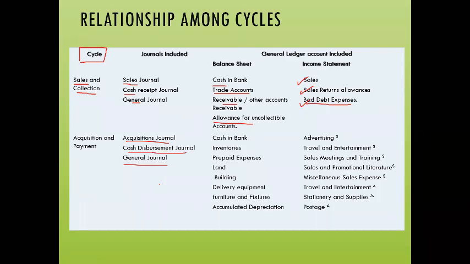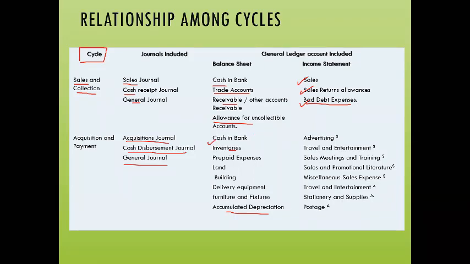Again, why the general journal? Maybe you would like to make an entry adjusting inventory or recording the depreciation, so it must be there. So the acquisition journal and the cash disbursement journal, and you will go for cash again. Why again the cash?